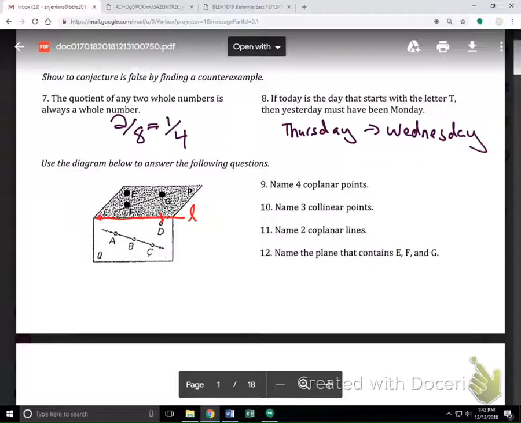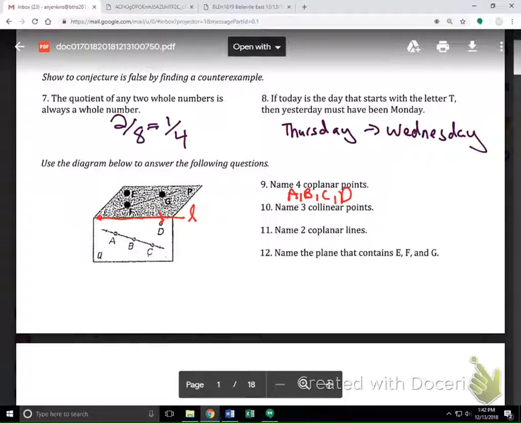Oh, P. So be careful. P is actually not a point. There's no dot with it. P is the name of this plane. Oh, what? A, B, C, D. So Rio's right. A, B, C, and D are 4 points that lie on the same plane.